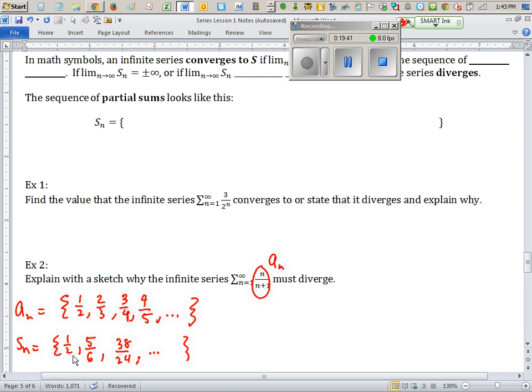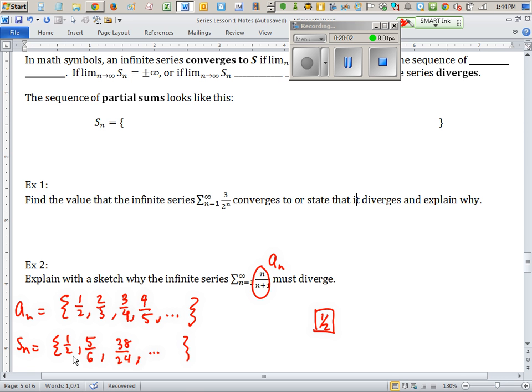Like in the s of n list. This is 0.5. This is like 0.83. This is almost 2.0. There's 1 point something. These are growing, aren't they? So what's happening is, as we add together the a sub n values, you can show this with just a picture.